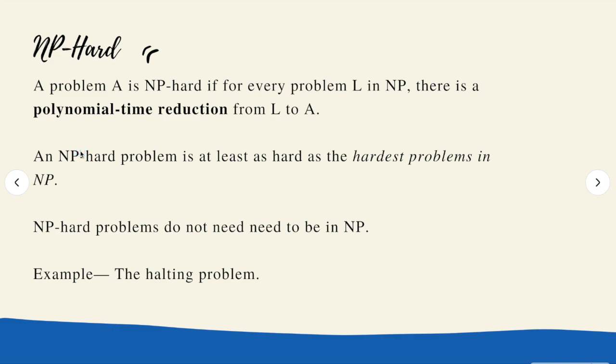This will become much more clear with the help of a visualization. That means an NP-hard problem is at least as hard as the hardest problems in NP. Let's say there are so many problems in NP, and this NP-hard problem, which need not be in NP, is at least as hard as the hardest problems in NP. An example of an NP-hard problem would be the halting problem.